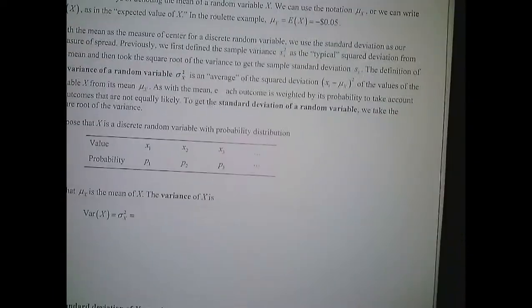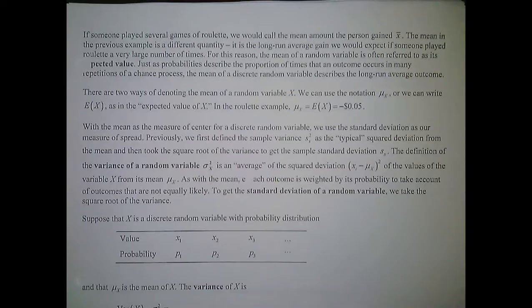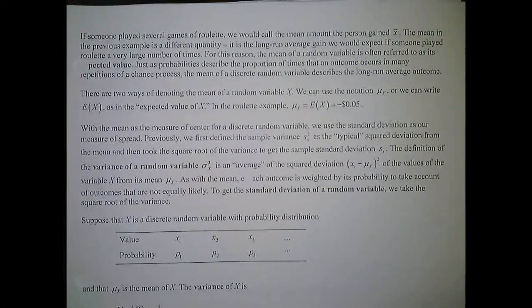So what does this mean? If someone played several games of roulette, we would call the mean amount that the person gained x bar. The mean in the previous example is a different quantity. It's the long-run average gain that we would expect if someone played roulette a very large number of times. We're not saying that each player is going to leave the table and lose 5 cents. Their actual gain is going to depend on how long they play. But if they were to repeat this process over and over many times, then on average that person would walk away losing about 5 cents.